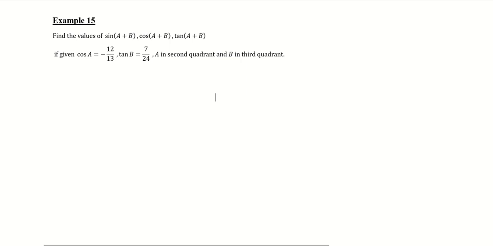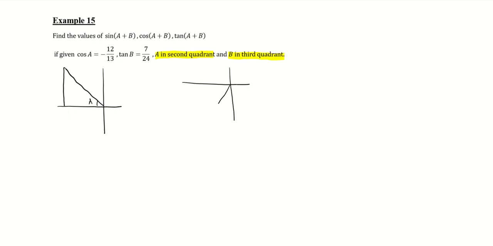Alright, so to answer this question, first, look at this information here. We know that A is in the second quadrant and B is in the third quadrant. So that means we can sketch the triangle. First we sketch for A. We know A is in the second quadrant, so the triangle will be in the second quadrant. So this is A, right? And B is in the third quadrant. So we can draw the triangle, and B is here. Or actually A is here. Okay, right, so never mind.